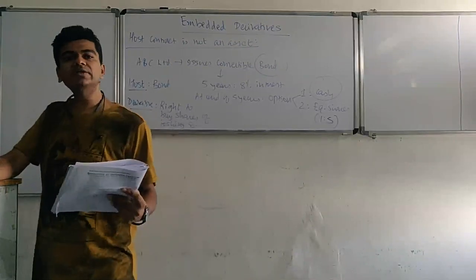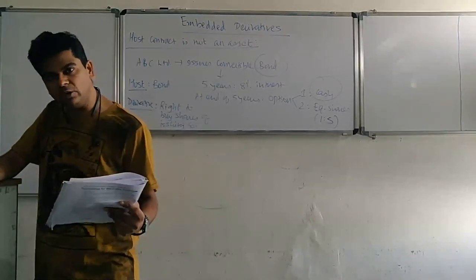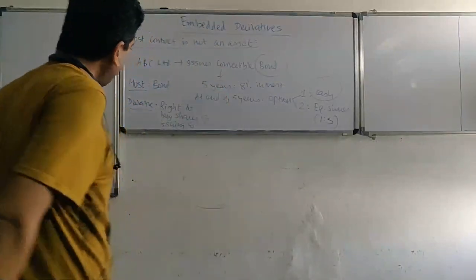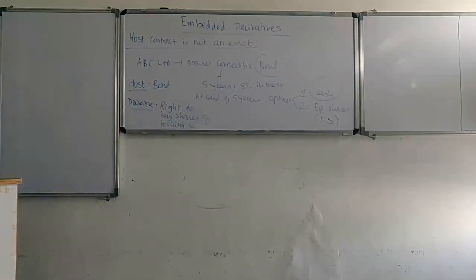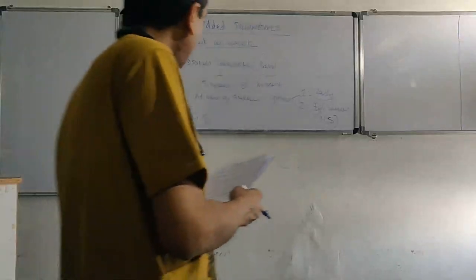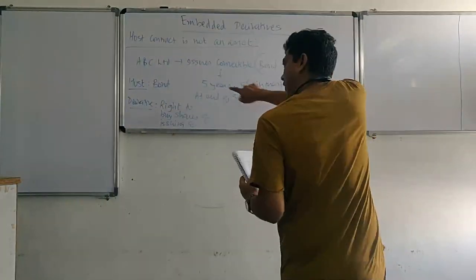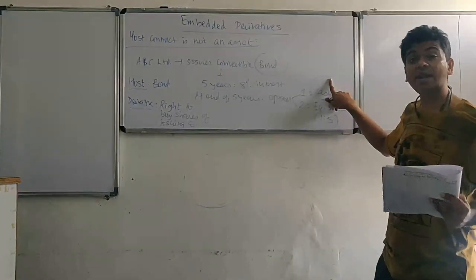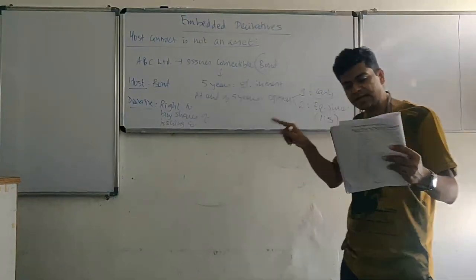The question is, am I supposed to separate the derivative? Yes or no? That we will discuss further. The main thing was to understand what a host contract is and what a derivative contract is over here. So this derivative cannot be exclusively sold. It's part and parcel of the main contract. It's an embedded derivative. And it will fall in case 2. Why case 2? Because you have issued a convertible bond. Issuing a convertible bond is not an asset, it's a liability. So that is case 2.